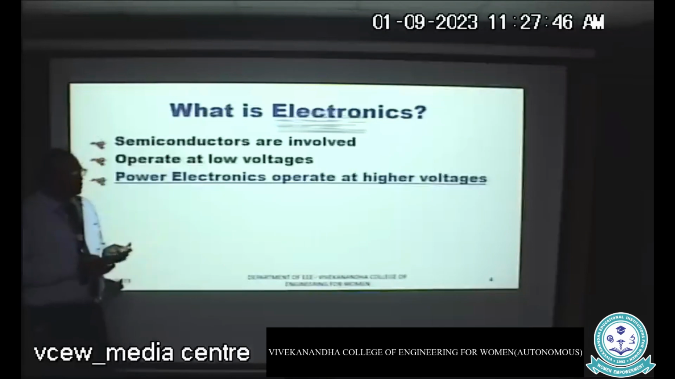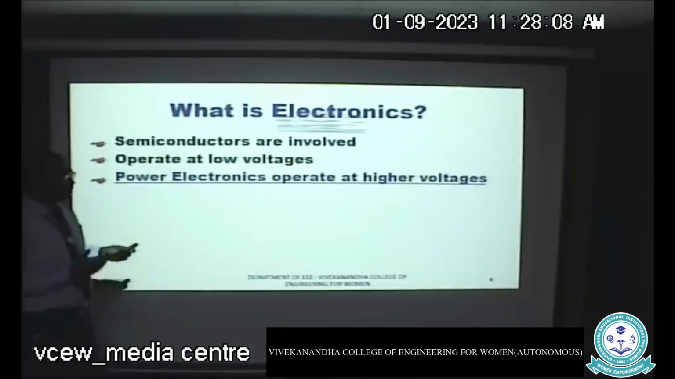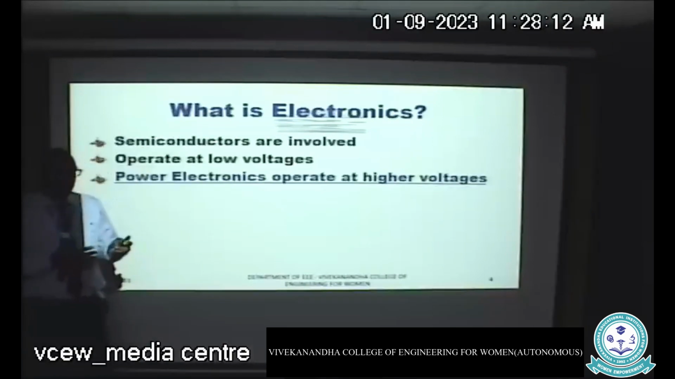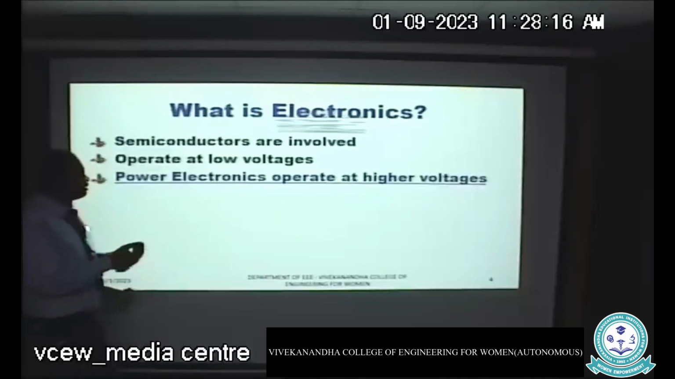Power electronics operate at high voltage, but digital electronics operate at very low voltage levels. That we will see in coming classes: at what voltage level we will be operating the systems, the gates, and what kind of semiconductors we will be using. We're not going to talk about power electronics, but if you are coming to the electronics side, you need to know what power electronics is and why digital electronics is different from power electronics.